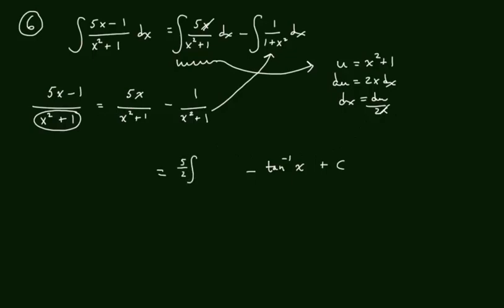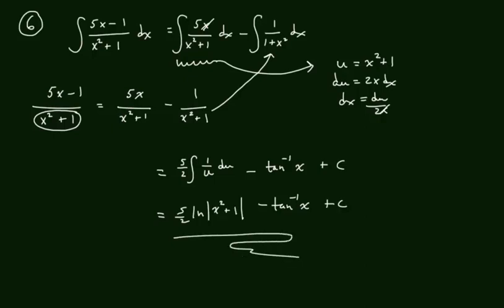The integral of 1 over u du. So this is 5/2 natural log of u minus inverse tangent of x plus c, but the u is defined as x squared plus 1. Yeehaw! There it is. Integration. The end.